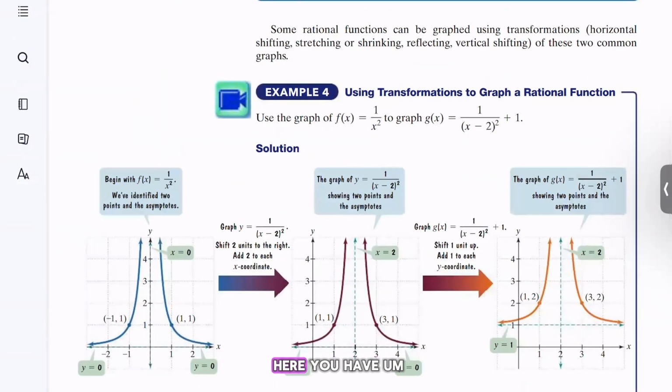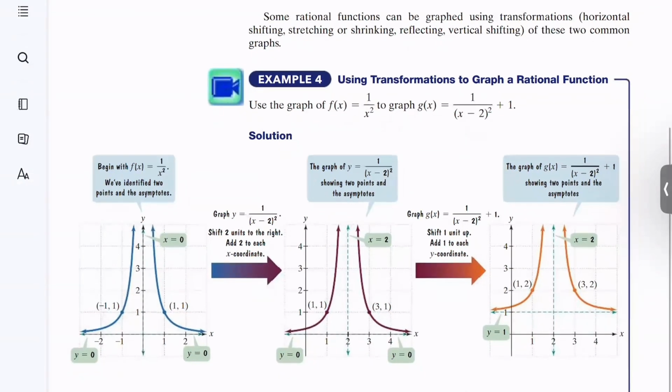So you see here, you have 1 over x squared. And then what are we doing to x? Well, we're shifting it to the right by 2. So you see where it says 1 over x minus 2 squared. So I'm shifting it to the right by 2. And then it says plus 1. So I'm just moving it up 1. And that's it. So it's the same thing as when you did quadratics.